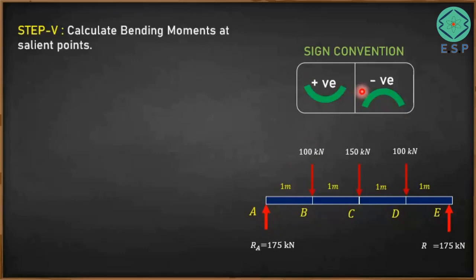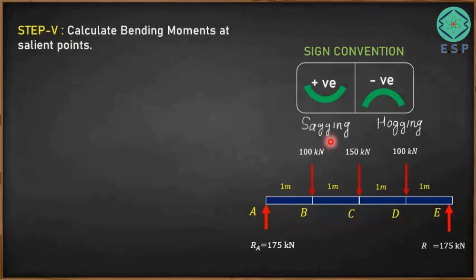There is a sign convention for calculation of bending moment. If your beam is bending in this fashion, then the bending moment is taken as positive. And if your beam is going to bend in this way, it is called negative bending moment. This kind of bending, which is positive bending moment, is called positive curvature, and that is called sagging of the beam. And this kind of bending, where the beam bends in this fashion, is called negative curvature or hogging of the beam.